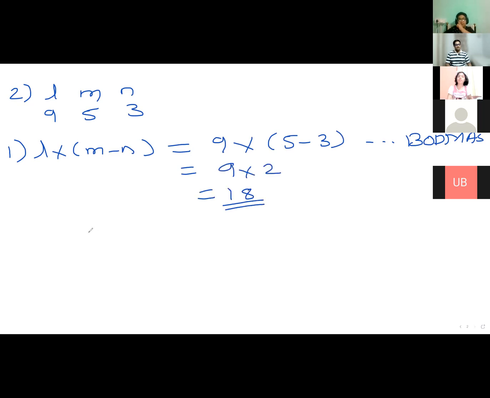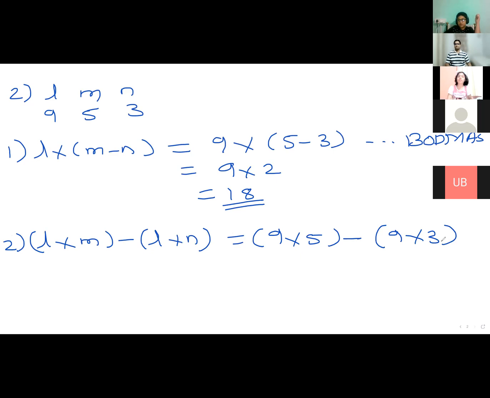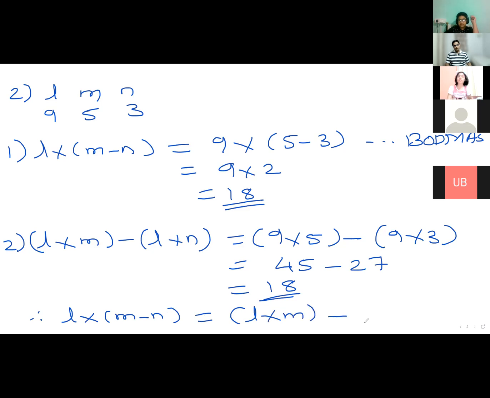18. Right? But according to the rule, what is L into (M minus N)? L into M minus L into N. Now there is a minus in the middle, so we will write minus. So you have 9 into 5 minus 9 into 3. 9 fives are 45, 9 threes are 27. 45 minus 27 is 18. It's done. So what does this mean? This means L into (M minus N) is equal to L into M minus L into N. Double thumbs up. Come on, write.